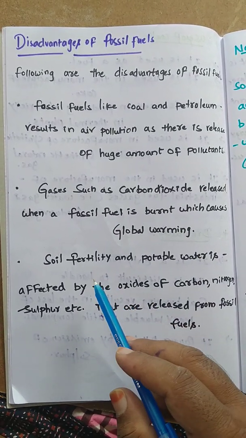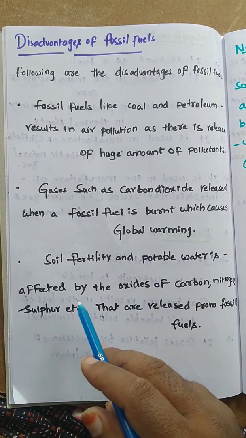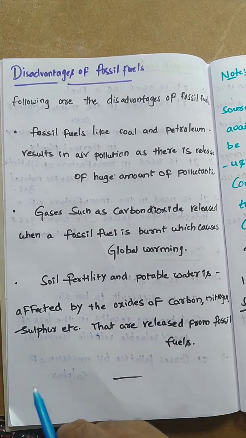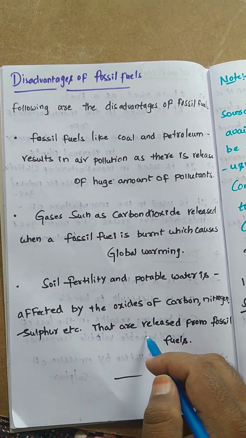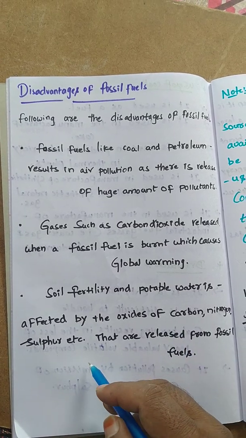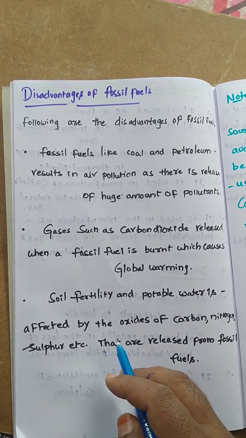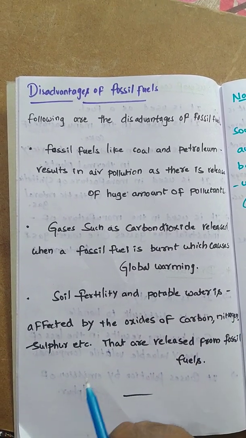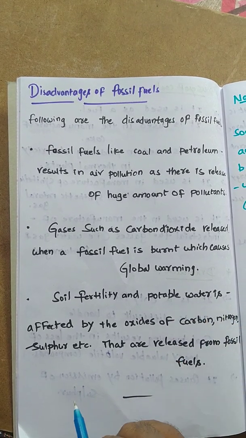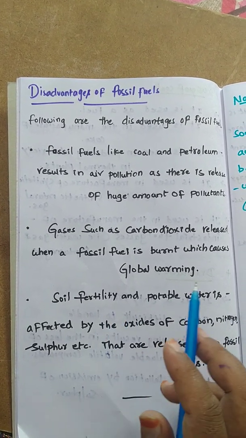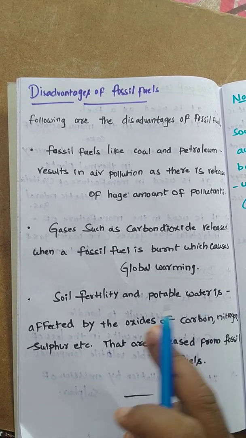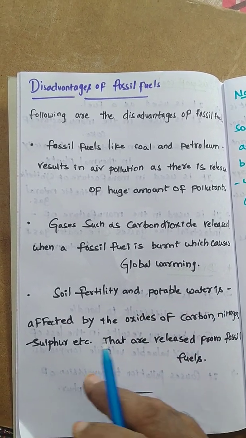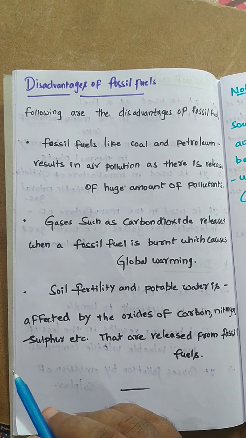And the third point is that soil fertility and potable water are affected by the oxides of carbon, nitrogen, sulfur, etc. that are released from fossil fuels. These gases, like carbon, nitrogen, sulfur oxides, affect the soil and potable water when they are released from fossil fuels. So due to this, soil fertility and potable water are affected.